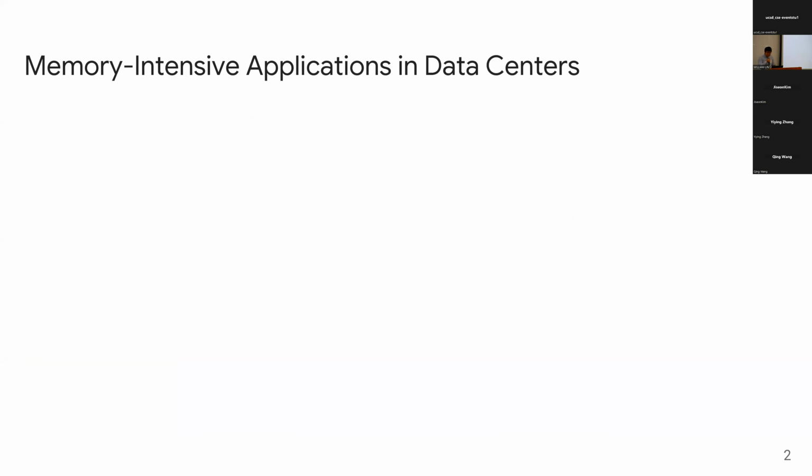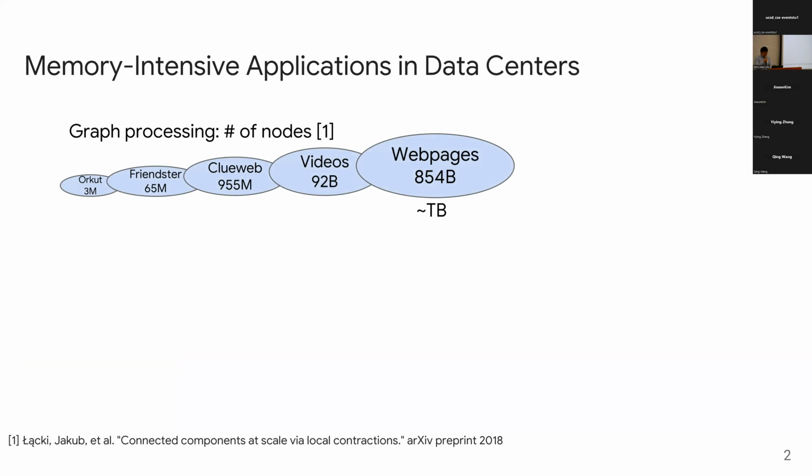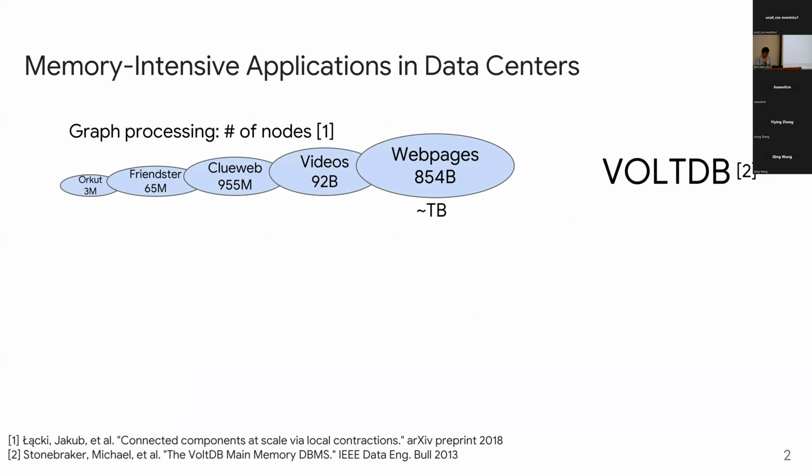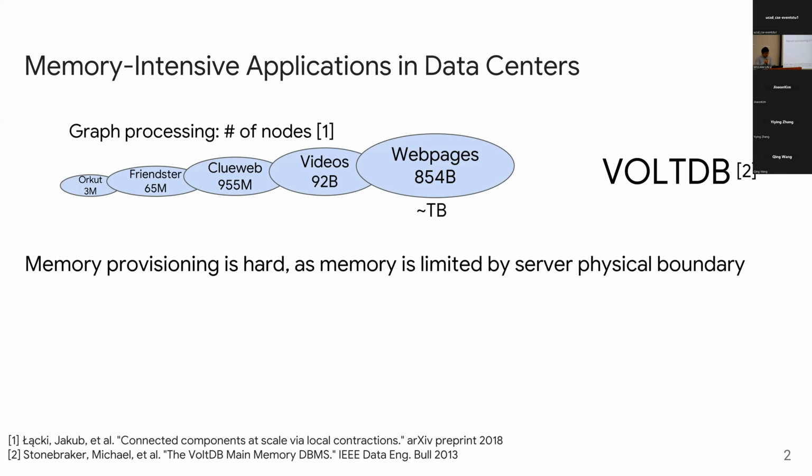in business critical memory intensive applications in data centers, including, for example, graph processing, which has hundreds of billions of nodes these days, and in-memory database, which stores growing data or tables into memory. Basically, memory intensive applications store these huge data sets into local memory for fast and low latency accesses. However, memory provisioning for these applications is hard, mostly because memory is limited by the server physical boundary.